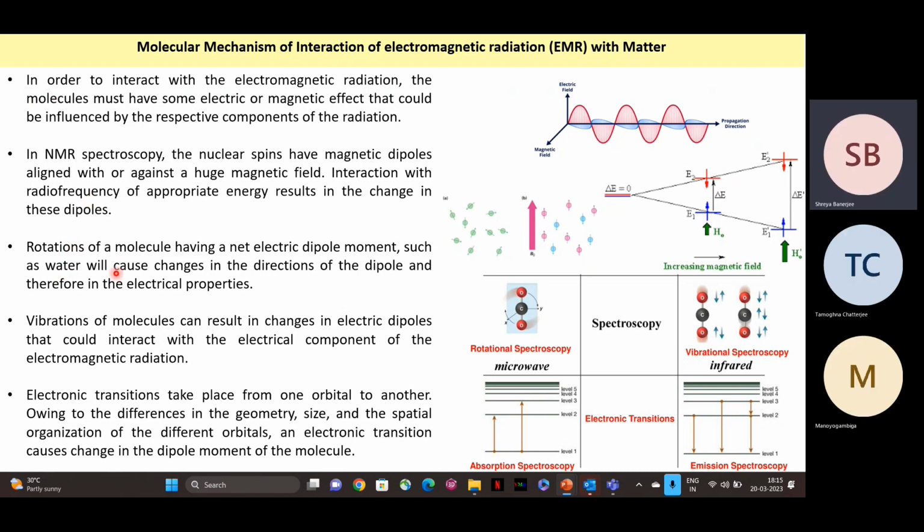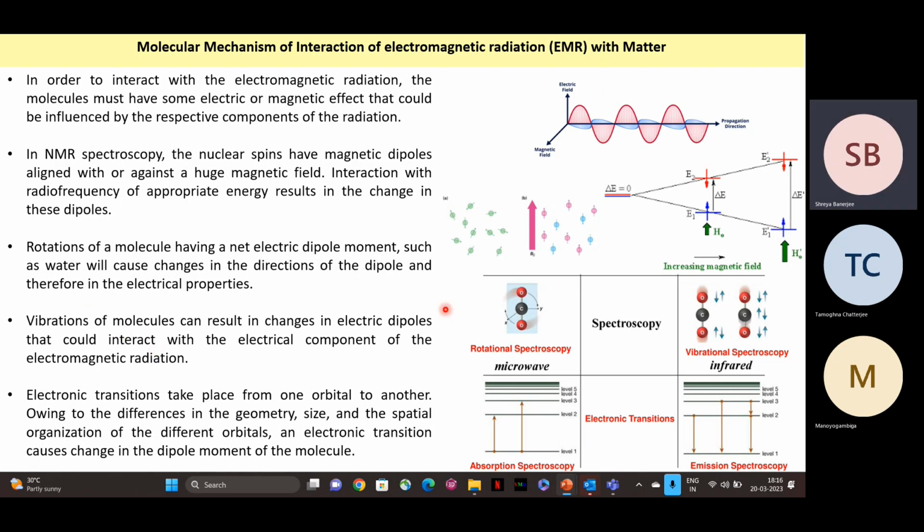Next, in rotational spectroscopy, we basically study the rotation of a molecule. But for this, the molecule must have a net electric dipole moment, such as water. Only if the molecule has a net electric dipole moment will the change in the direction of the dipole moment affect the electric field of the electromagnetic radiation, and we can observe the rotation of the molecule.